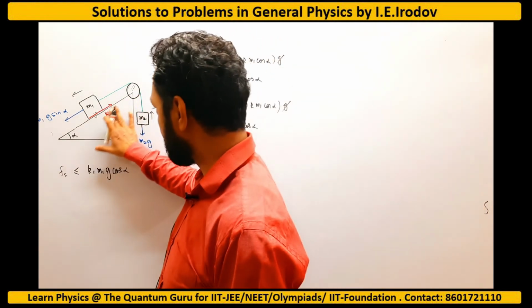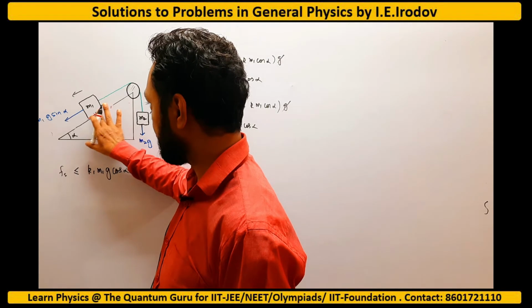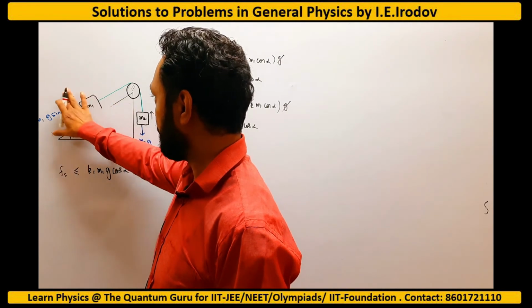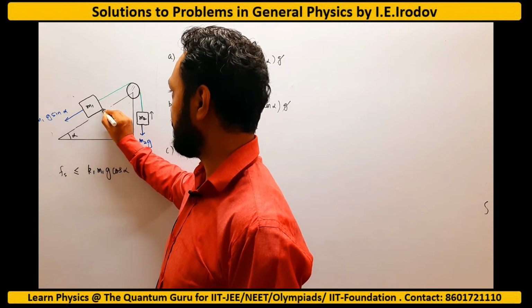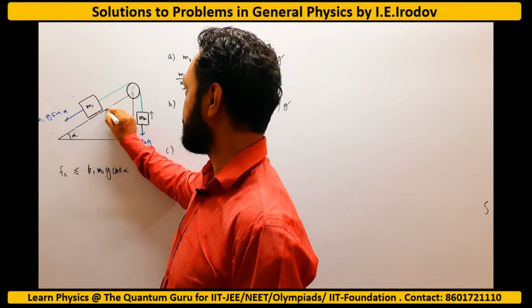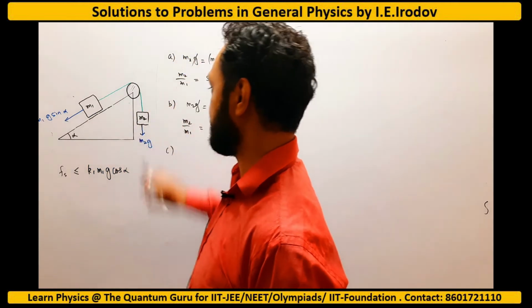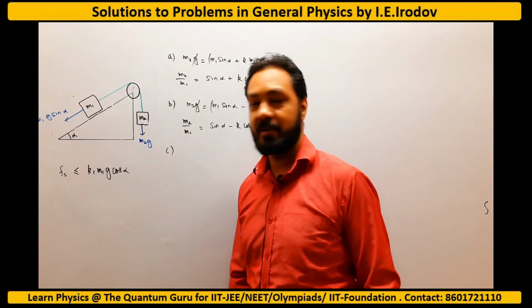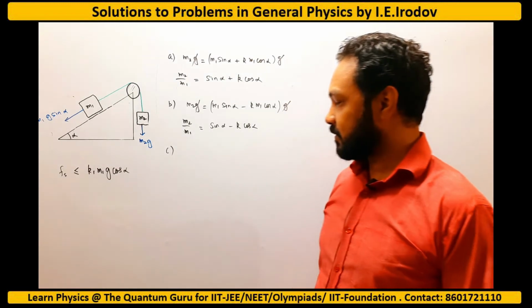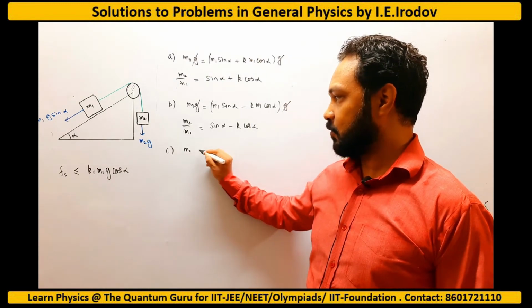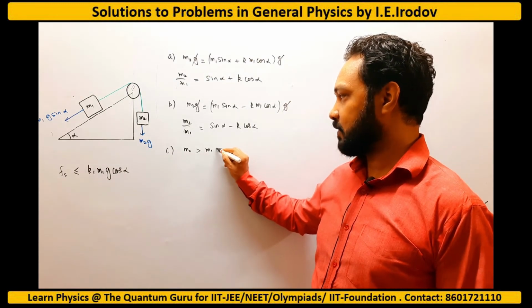separately. So suppose there is no friction right now, and we are going to get the value of m2 by m1 such that this whole system is at rest. m2 is at rest, so the whole system is at rest. So we can take two cases. First thing is m2 greater than m1 sin alpha.